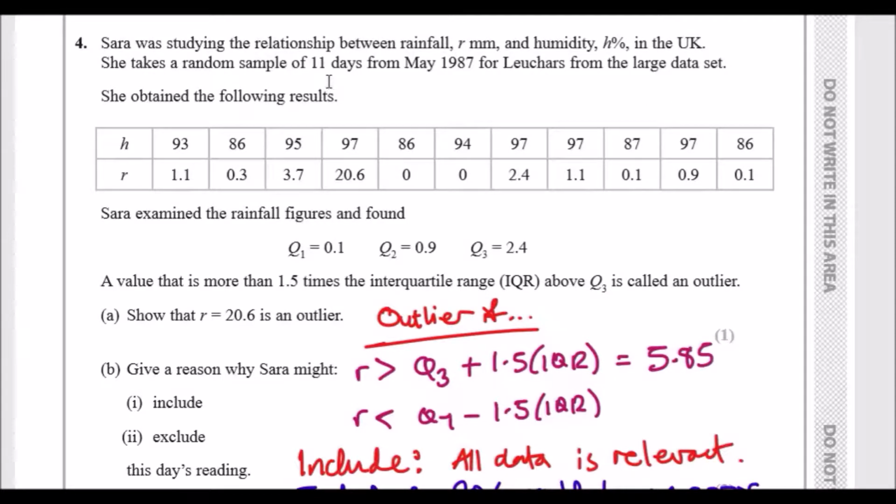In the UK, she takes a random sample of 11 days from a specific month, May 1987, for Leuchars. I hope I said that right, guys. Anyone from there, forgive me. From the large data set, she obtained the following results.